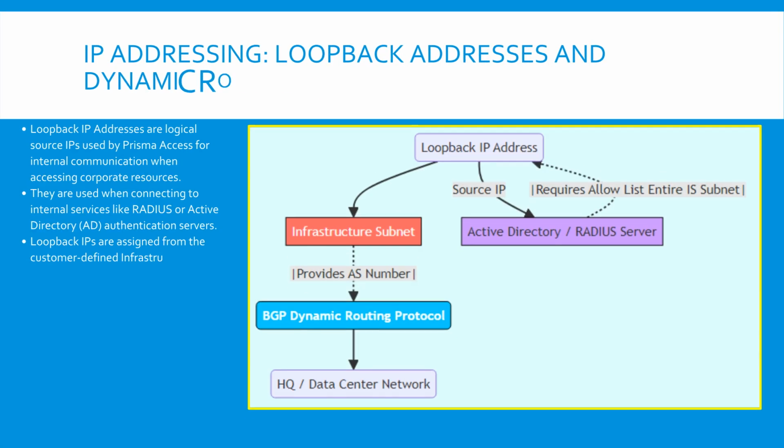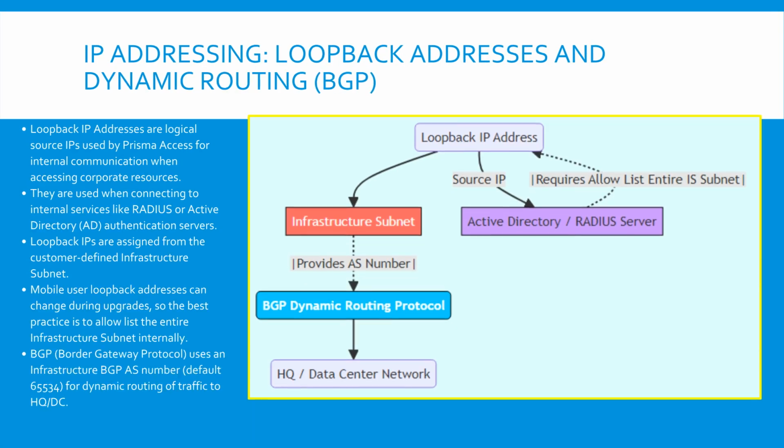Our final specialized IP concept is the loopback IP address. These are internal logical addresses that Prisma Access uses as the source IP when communicating with your internal network resources located in your headquarters or data center. They are critical for accessing internal services, particularly Radius or Active Directory (AD) servers required for user authentication. As they are internal IPs, they are allocated directly from the infrastructure subnet defined back in slide 5.